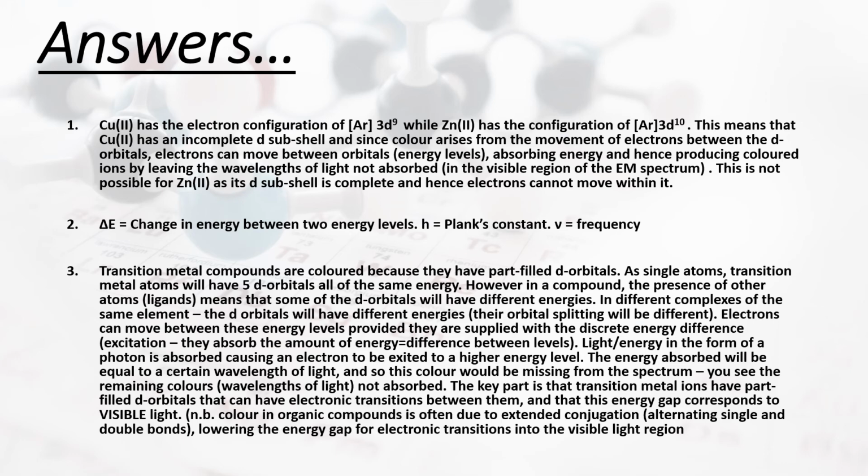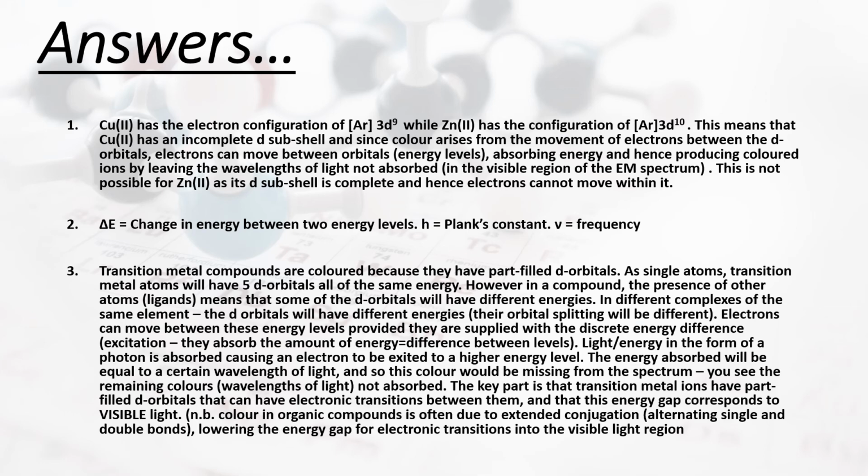h is Planck's constant, and the nu symbol, which looks like a v, stands for frequency. Remember, there's also the other form of that equation, where frequency and wavelength are inversely proportional to each other, so it can also be written as delta E equals hc over lambda, where c is the speed of light and lambda is our wavelength.